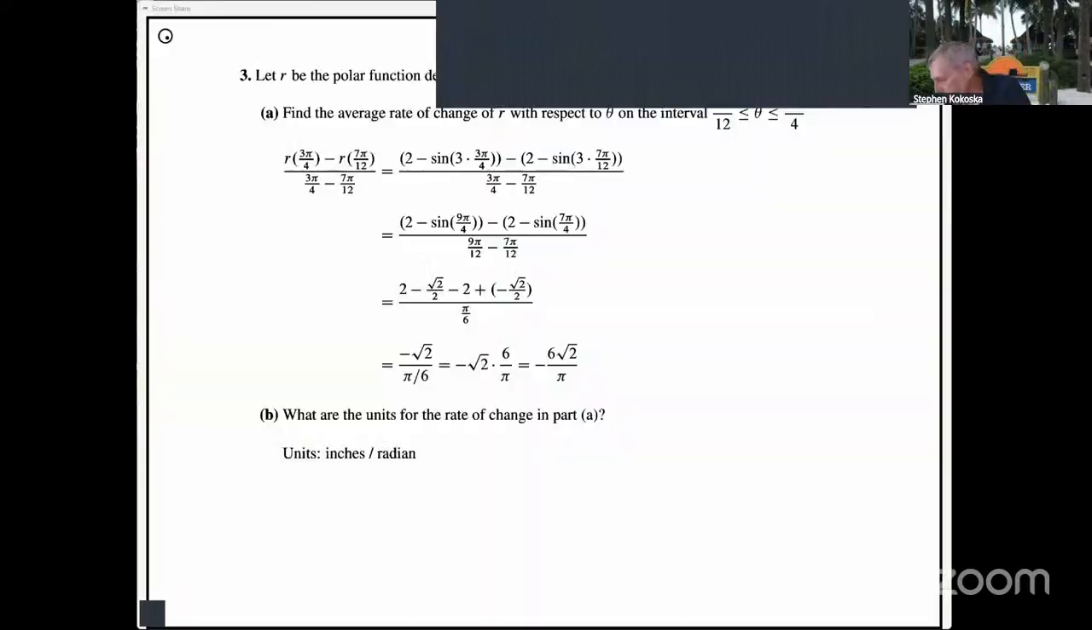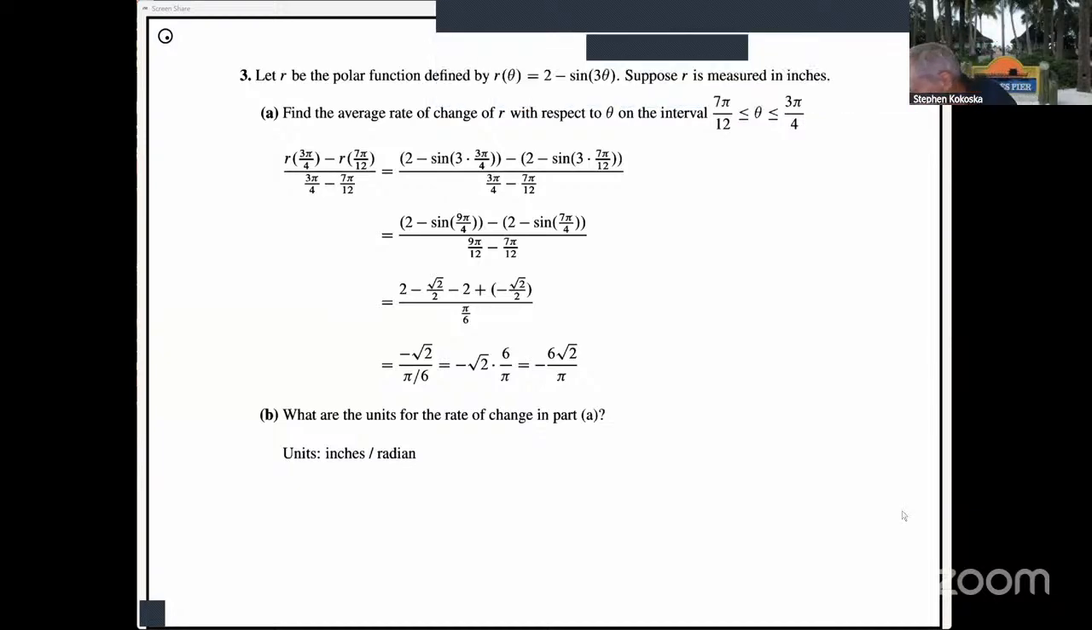All right, I do indeed have one more problem, and this one deals with a polar function defined by r of theta equal to 2 minus the sine of 3 theta. So this one's a little different than the first two. We've got kind of a difference of two terms here. It says, suppose r is measured in inches. I feel like there's a rate coming here.